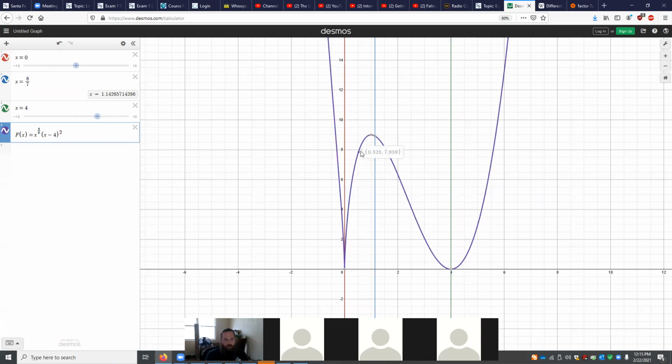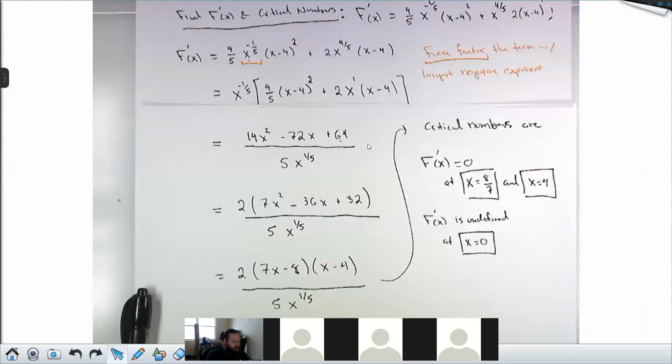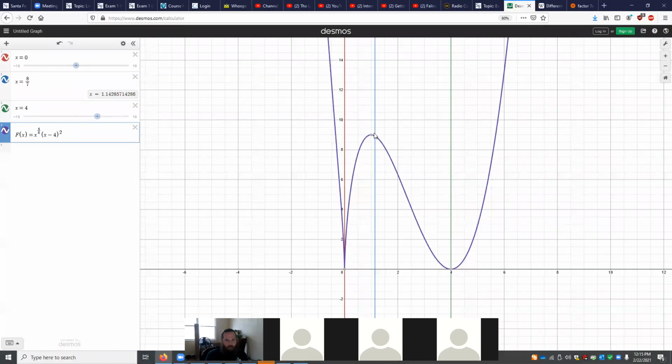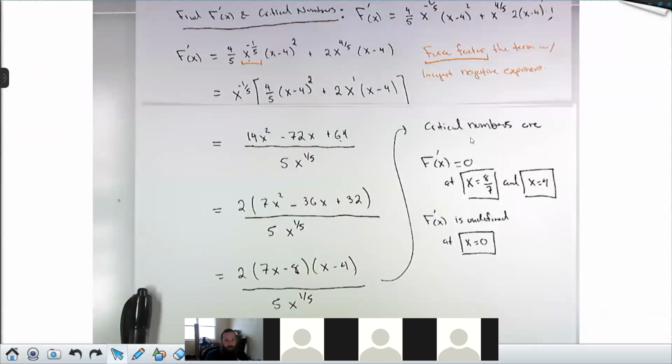And then here I have a max. Did I type this wrong? 8/7 or 7/8? 8/7. Ooh, it looks like maybe we missed something here. This should be at 1. I'm suspicious of that. And then our other guy is over here at 4. So I don't know if this is a rounding error in Desmos or something else. Probably not. Probably there's an algebra mistake I made somewhere in here.